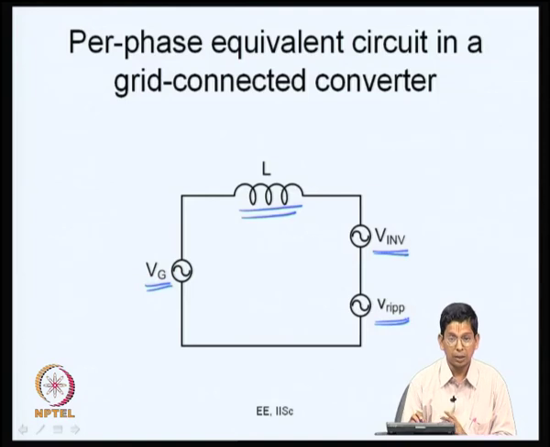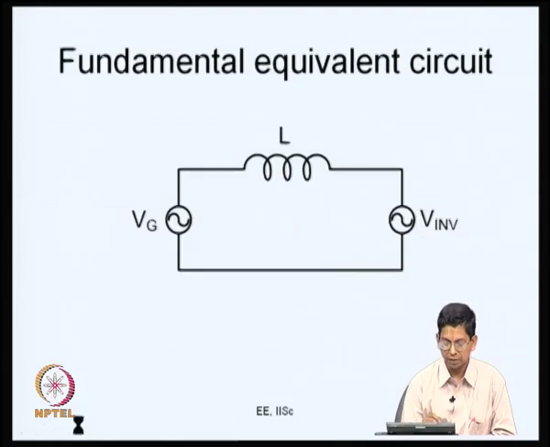The inverter terminal voltage has a fundamental, which is at the line frequency, plus some ripple added to that. The ripple is the sum of all the harmonics. If you want the fundamental equivalent circuit, that is, you want to calculate the fundamental current drawn through this, then you can just ignore the ripple here. This is your equivalent circuit now.